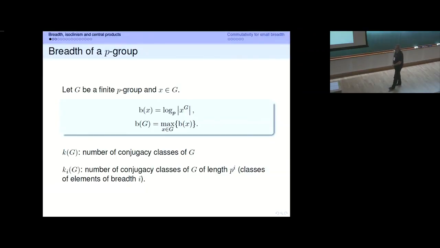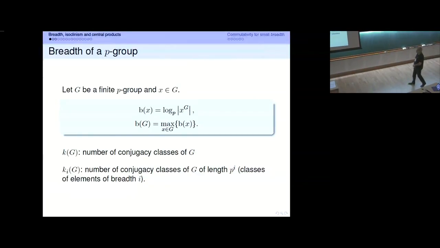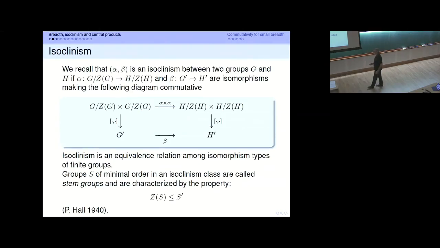So the breadth of an element is simply the logarithm of the length of its conjugacy class. And the breadth of the group will be simply the maximum of the breadth of its elements. Also, some notation that's very usual. The number of conjugacy classes of G will be indicated by k(G), and I will indicate by k_i(G) the number of conjugacy classes of length p^i.